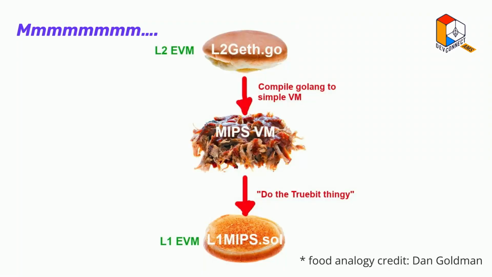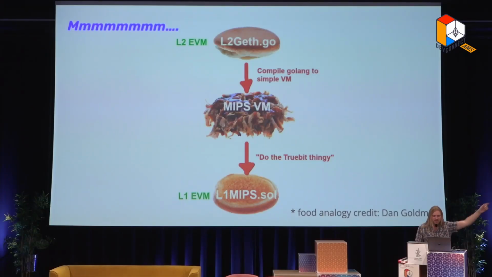Then we run the interactive dispute game on that, right? So this is the true bit thing, this is the Arbitrum thing, right? You basically narrow down on a single little VM step that you disagree with out of this large, broad VM execution, and you just run that one step.